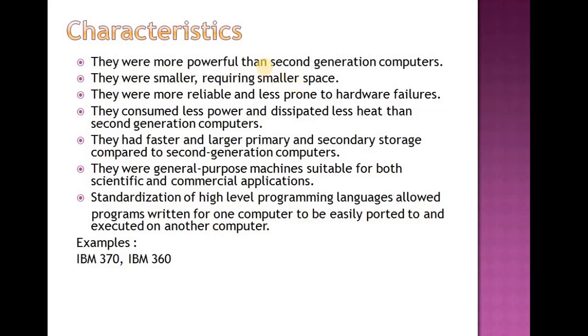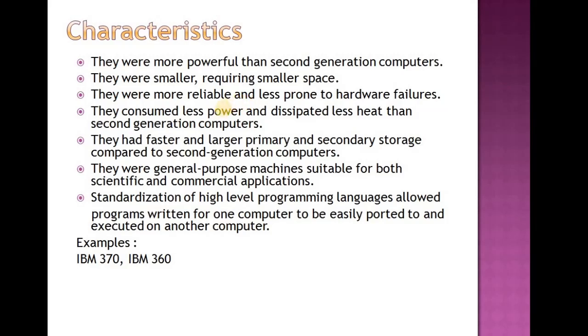Next, they were more reliable and less prone to hardware failures. If you compare the vacuum tubes, they were not reliable because they had the element called filament, which could burn out, and we needed to change them on a regular basis, and maintenance was costly in the earlier generations, even in the case of second generation as well. But the ICs were very small, and more components like resistors, transistors, capacitors, all were clubbed in a small surface, so hardware failure was reduced. We required very little maintenance.